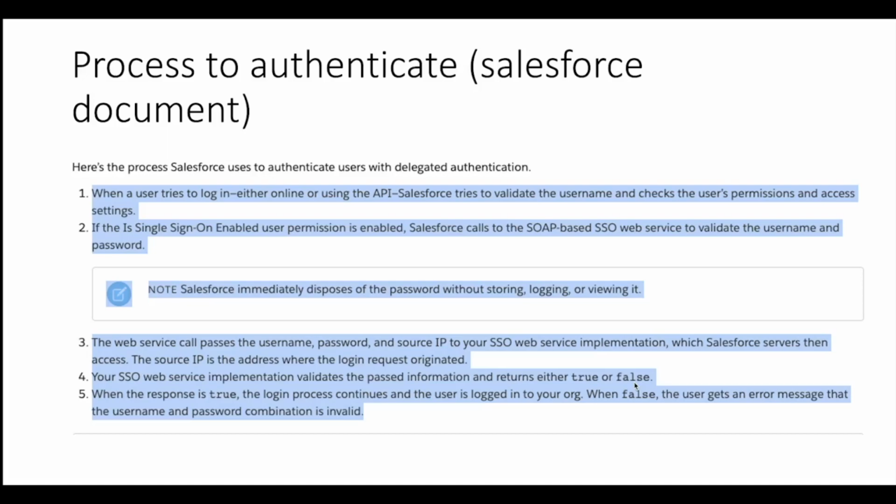So the response will be only true or false. If it is authenticated, then it's true. Otherwise, it will be false. When the response is true, the login process continues and the user logs into your org. When it is false, the user gets an error message that the username and password combination is invalid.